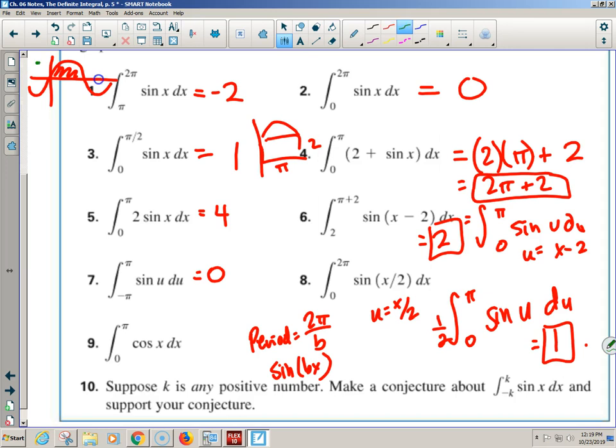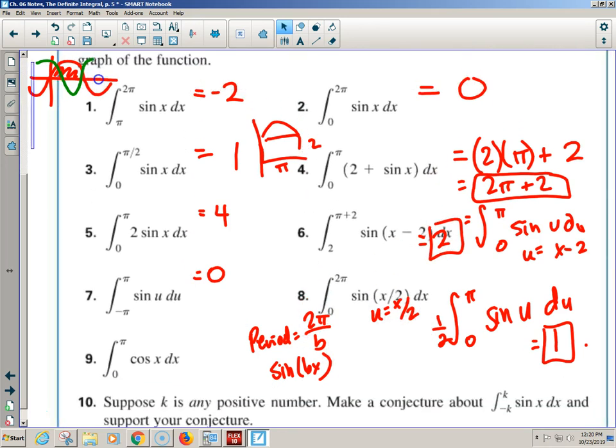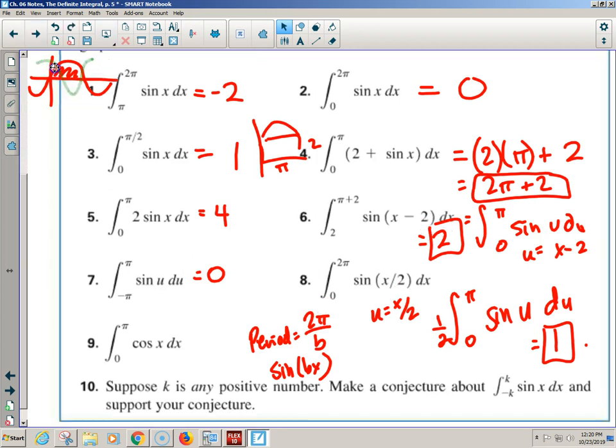But for this one, cosine. Oops. 0. Yeah. Not that. It's okay. Smartboard and I are just not on the same path today. There we go. 0 to pi, it's going to be 0. Right? Because the above and below.